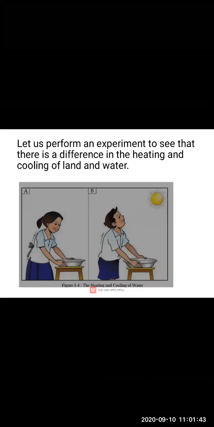For this, we are going to take two pots of the same size. See here, that girl and boy are holding pots of the same size, and they are going to fill them with water equally. So the same amount of water is filled in figure A as well as in figure B. At sunrise, we are going to keep one of the pots inside the house and the other pot outside the house.